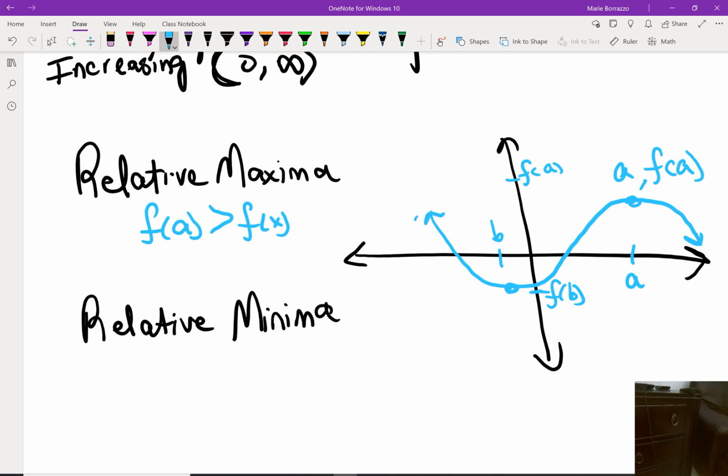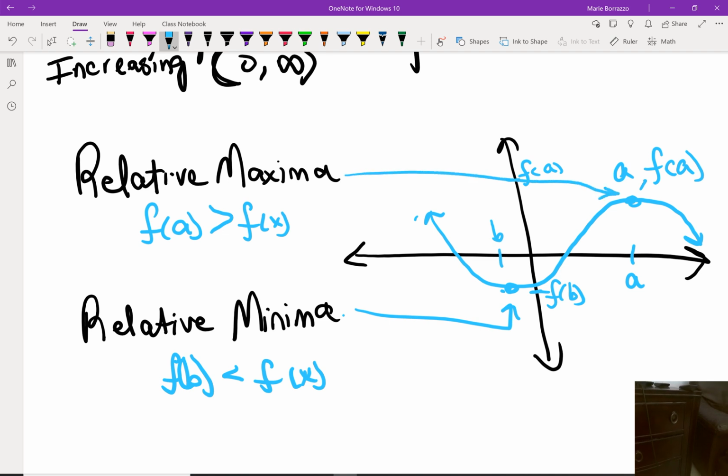In a relative minima, it would be the opposite, because this would be the lowest value, so that lowest value would always be less than any other value for f of x. So relative maxima, relative minima. This is the relative minima, and that's an example of relative maxima. The highest and the lowest point of a graph, basically. And that's just notes. They don't really go into an example there.